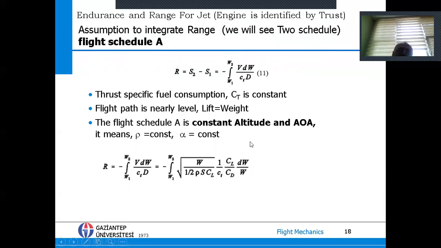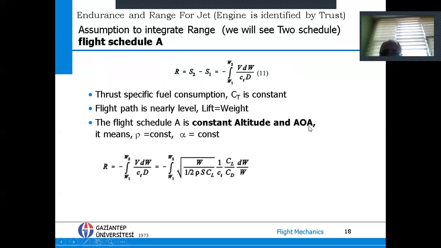In the note, I will give you the note. I think you can have the note from California University. It contains the same material. So please go back to this note. It includes everything. All text is included. Now I will start with flight schedule A.